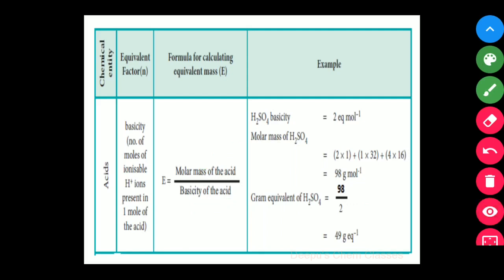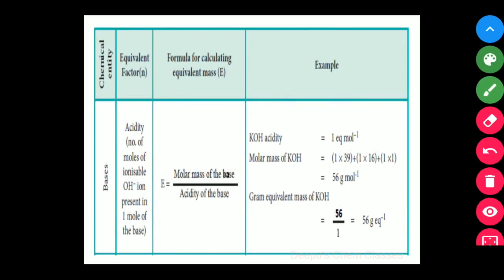Then let us see another chemical entity, that is base. For bases, how can you calculate the equivalent mass? The equivalence factor regarding a base is acidity. Acidity means the number of moles of replaceable OH minus ion, that is hydroxyl ion, actually present in 1 mole of base. So the equivalent mass of a base, the formula is molar mass of the base divided by acidity of the base.